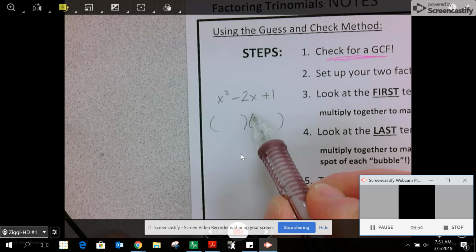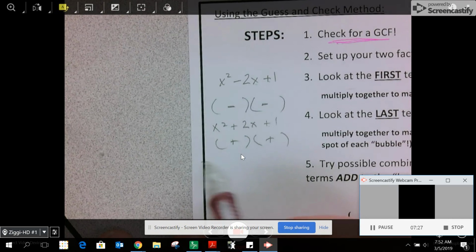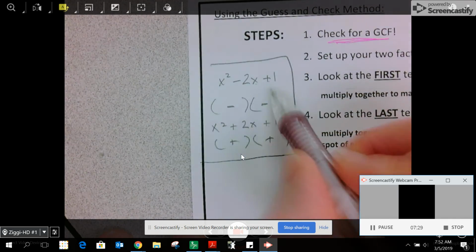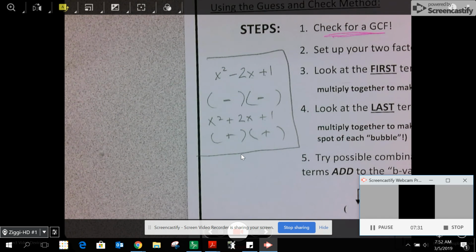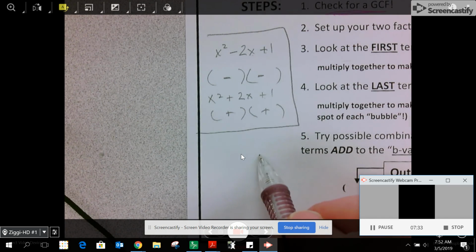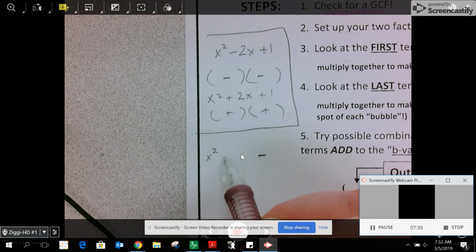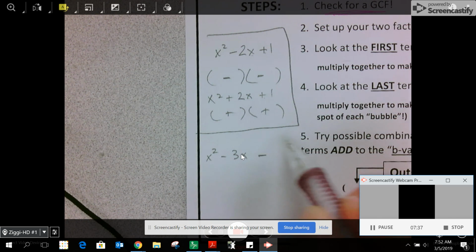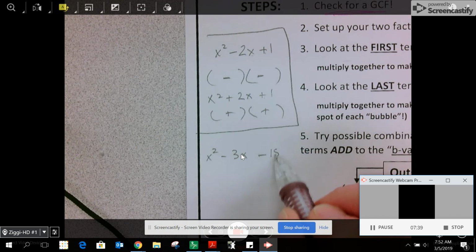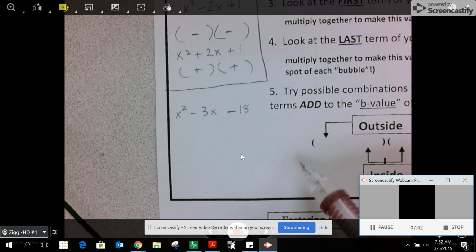So when there's a positive at the end, you know both your signs are the same. When there's a negative at the end, so like x squared minus 3x minus 18, I'm picking two numbers that multiply to give negative 18 and add up to negative 3. So when I pick these, my signs are going to be different, and I'm going to use an eraser and change things up and make them different.